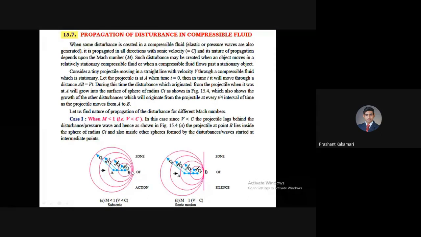Say for example, a train. The train is moving. Before it starts from the station itself, we can hear the sound of its horn. And once it reaches any gates, what will happen? Later we are going to hear its sound, but the disturbance is heard earlier only when the Mach number is less than 1. Now the next case, you can see in this sketch, Mach number is equal to 1.